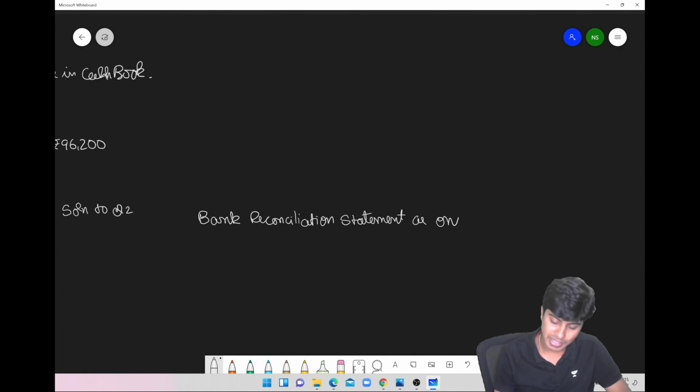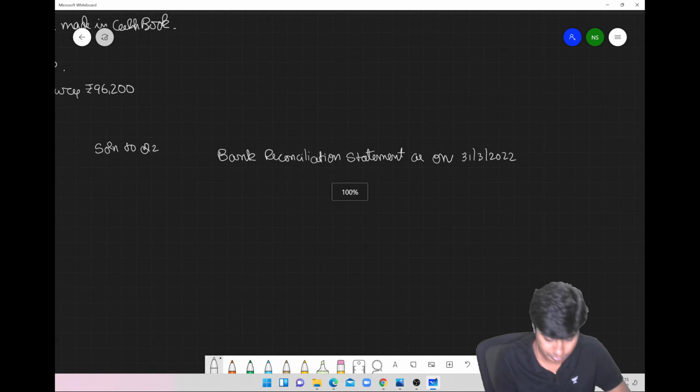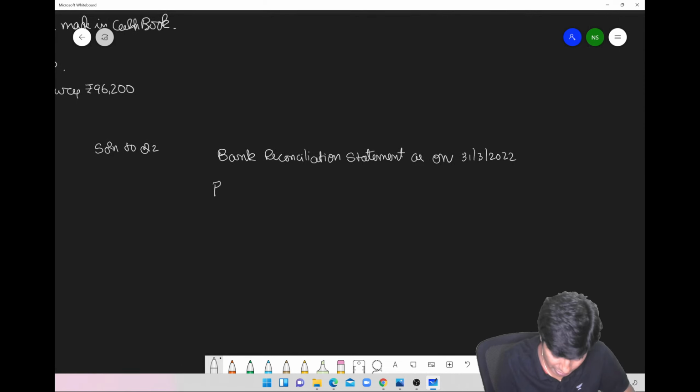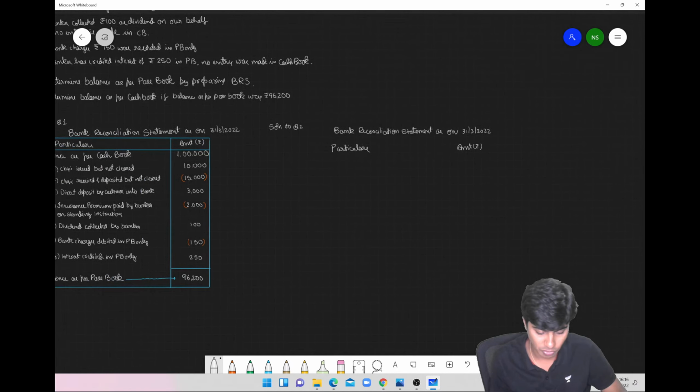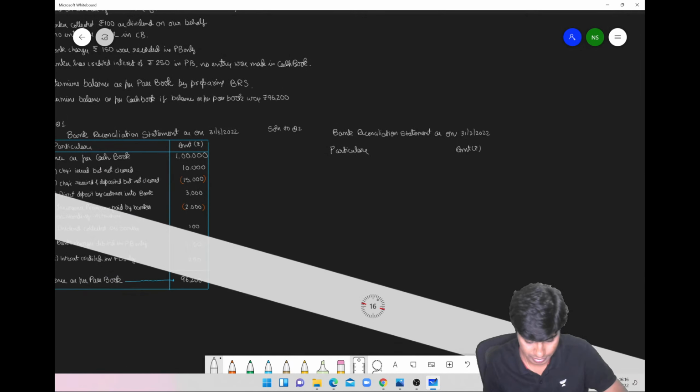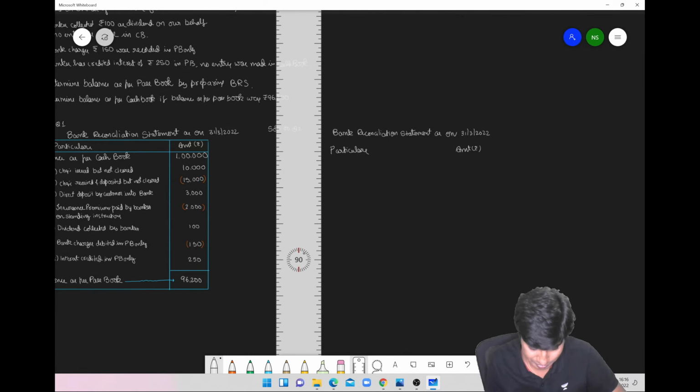Yeah, bank reconciliation statement as on 31st of March 2022. So I'll have here particulars and amount rupees. Shall I quickly draw the format and then we'll start with our answer.